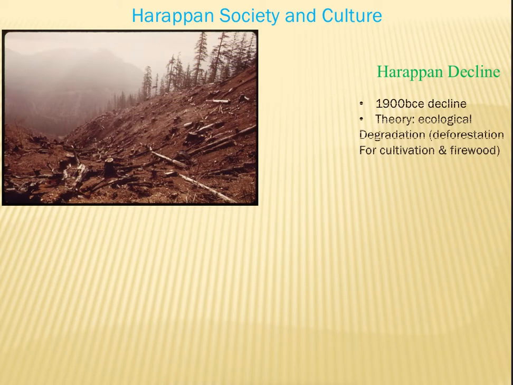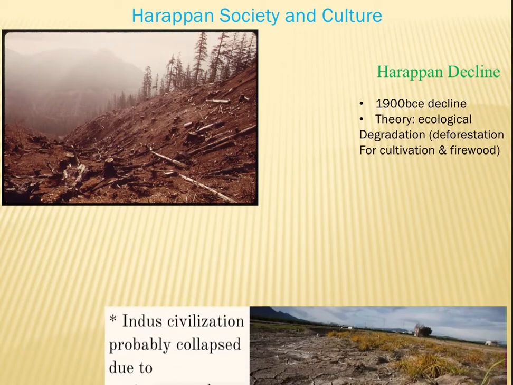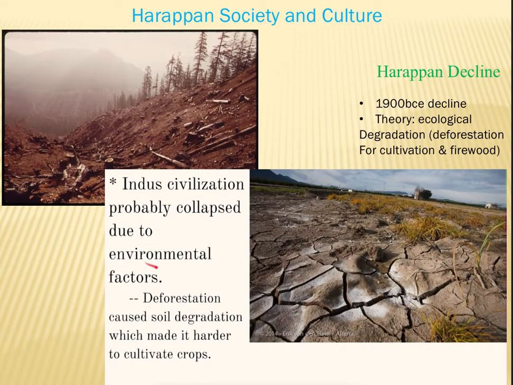So in terms of decline, no one is really sure why they declined. There are a lot of theories, and probably the most common one is that it was ecological degradation, meaning that they pretty much abused their land. They depleted all the resources of the land, with deforestation for cultivation and firewood. And this is probably the most common theory. There are also theories that you read in the book about earthquakes that also happened, or flooding. Those are possibilities too, but probably the most common is the idea of degradation.